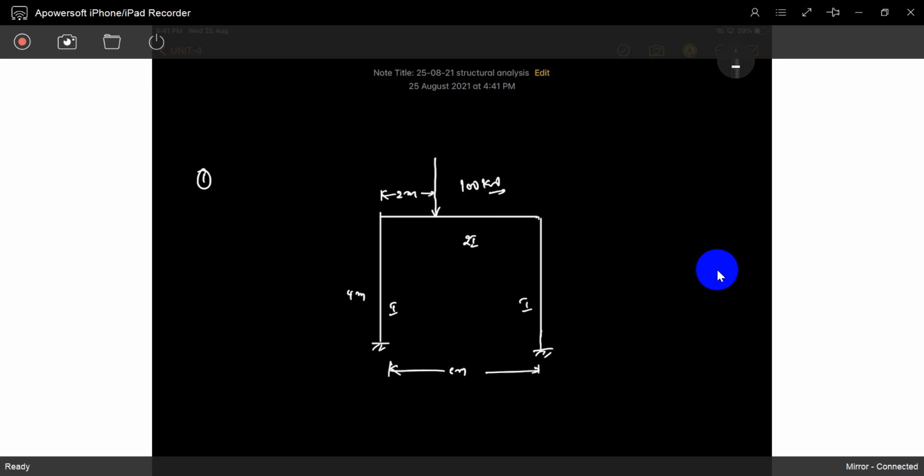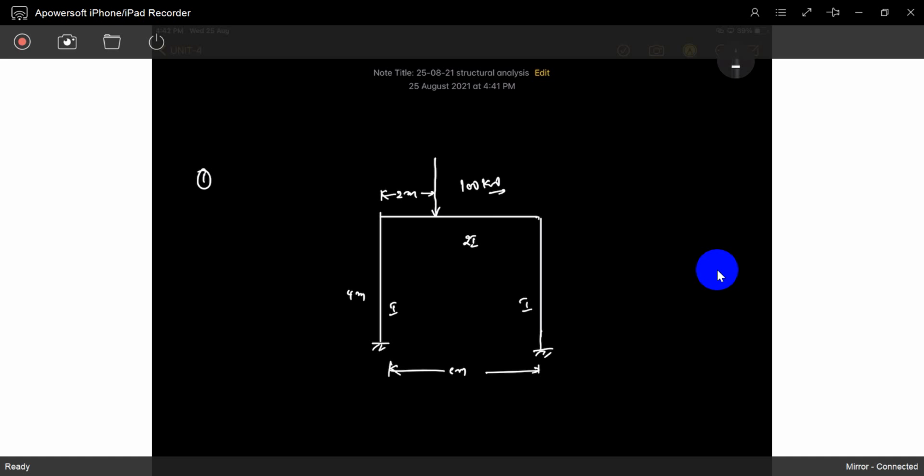Understood? It's not a symmetric loading, it's an eccentric loading. Asymmetric or eccentric, you can call it anything. So now you can feel that it's compulsory to experience a sway. So what will we do? How can we solve it?